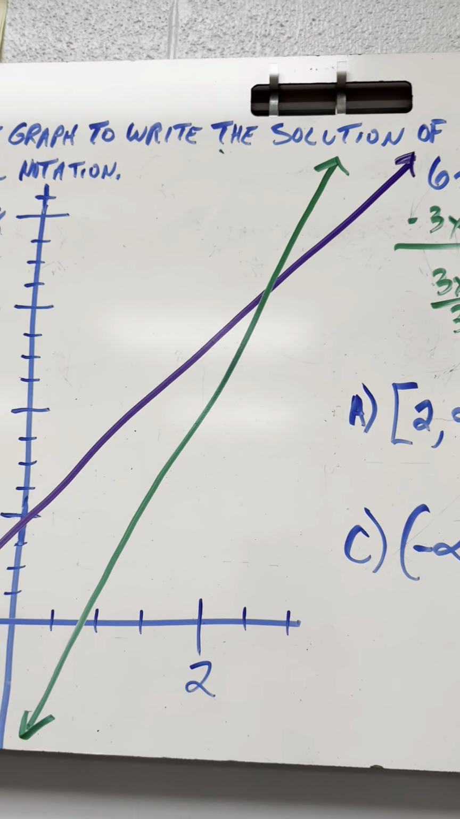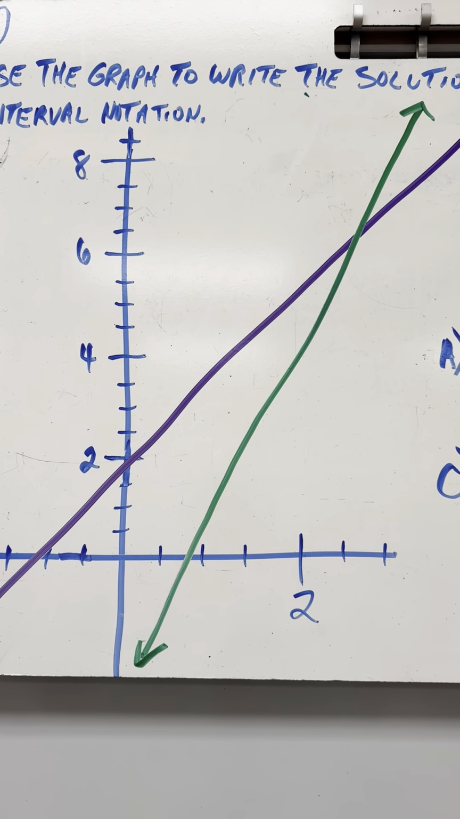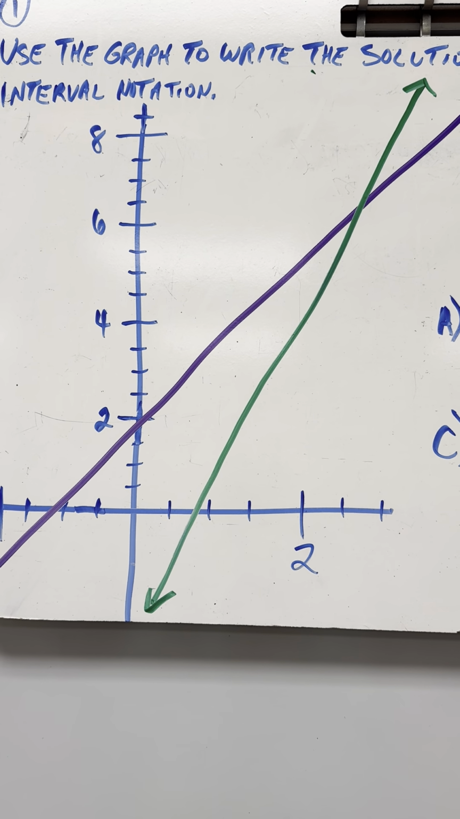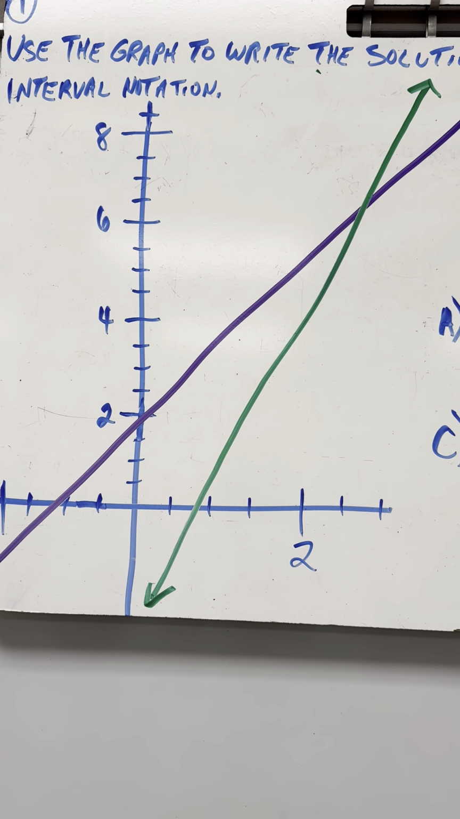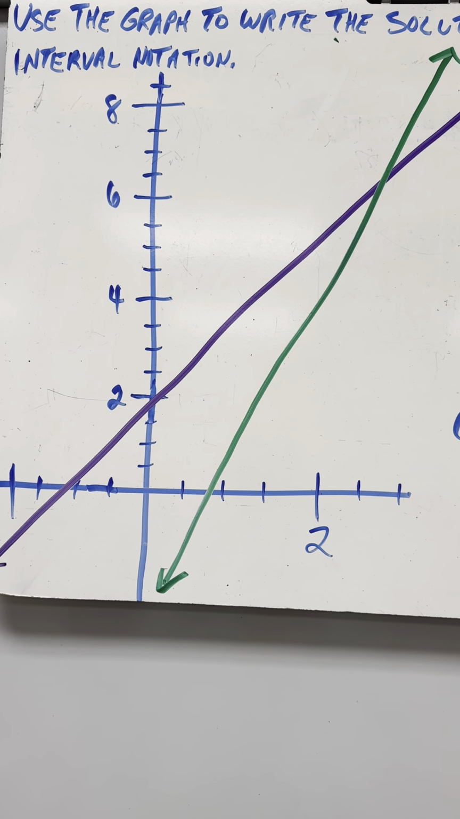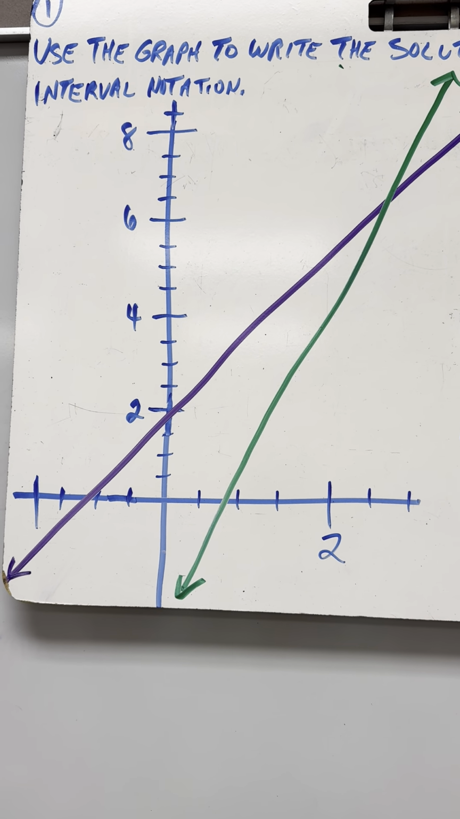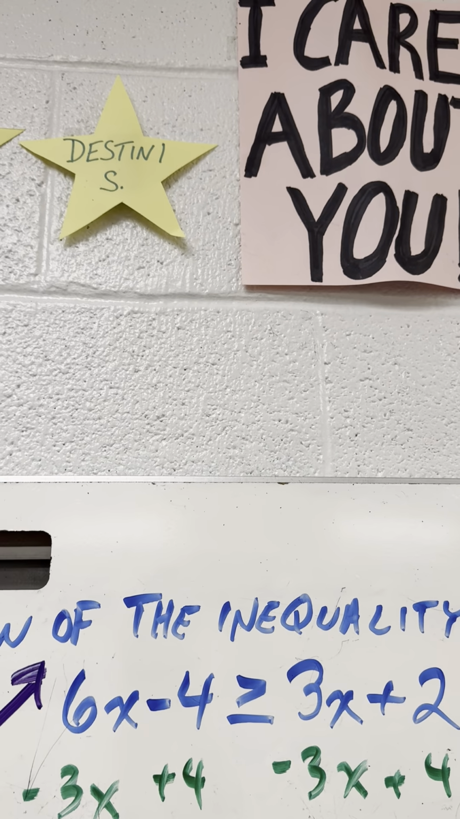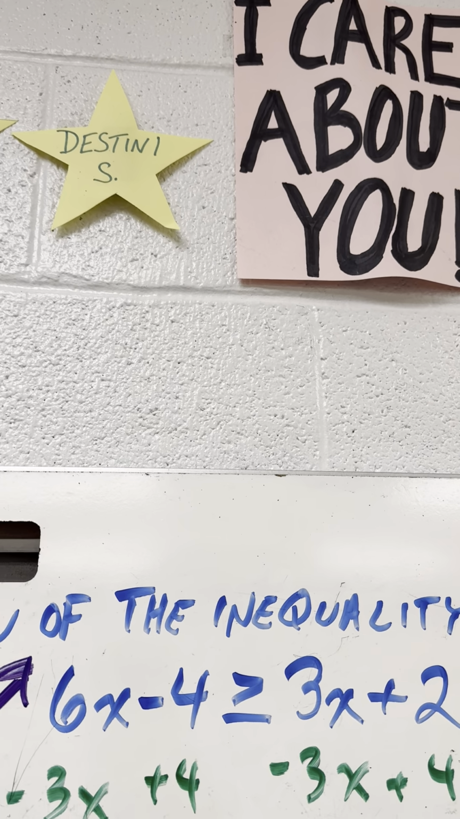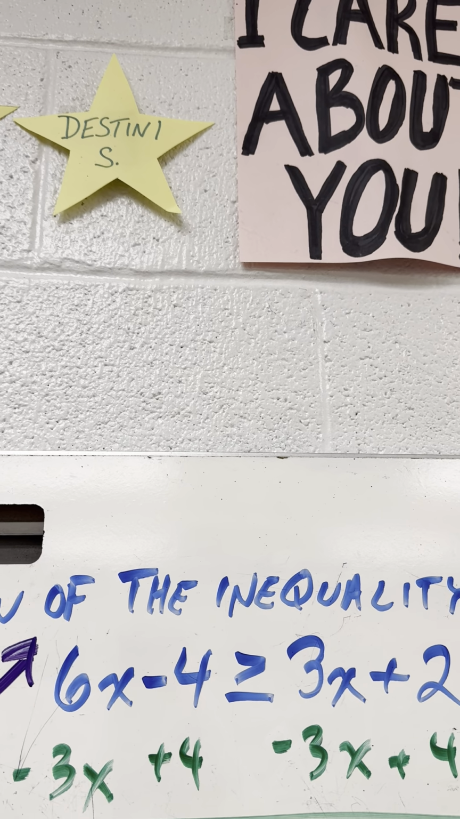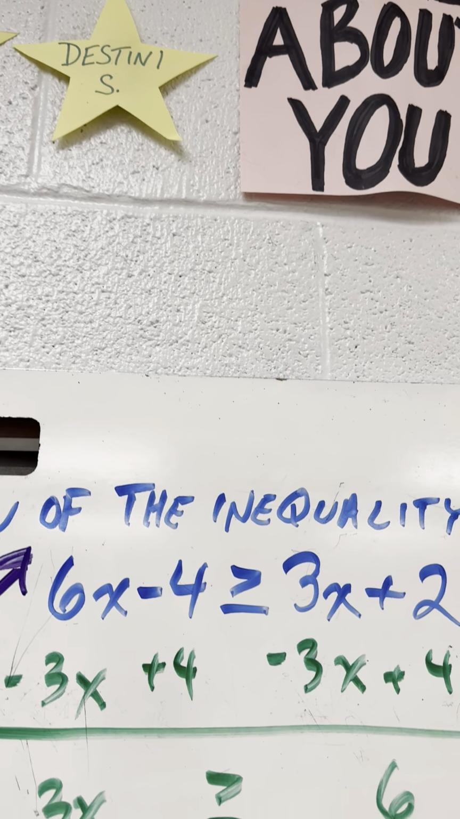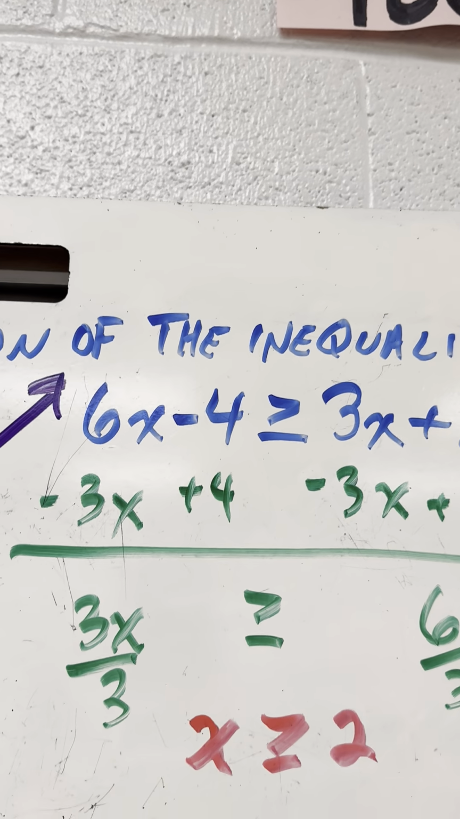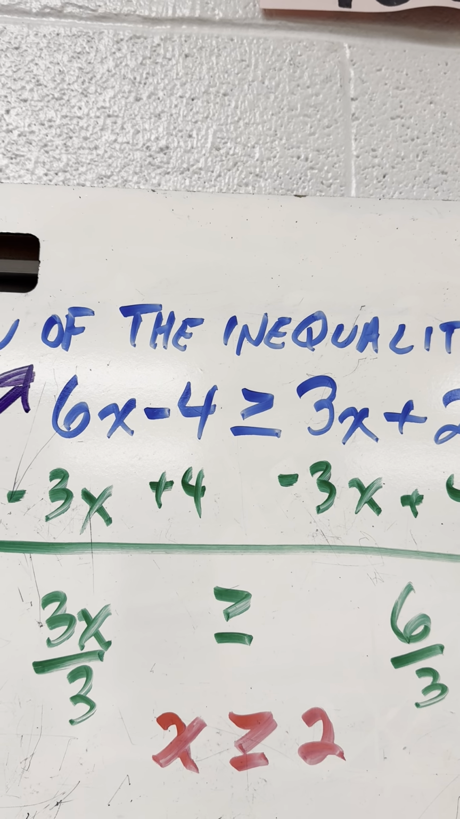Folks, when you see this problem, I need you to ignore this graph. I'm telling you, this graph is not helpful. Do not look at it. It's just there to throw you off. Don't let it throw you off, okay? Just solve for x. I'm going to minus 3x from both sides, and add 4 to both sides. I get 3x greater than or equal to 6. I divide by 3 and get x greater than or equal to 2.